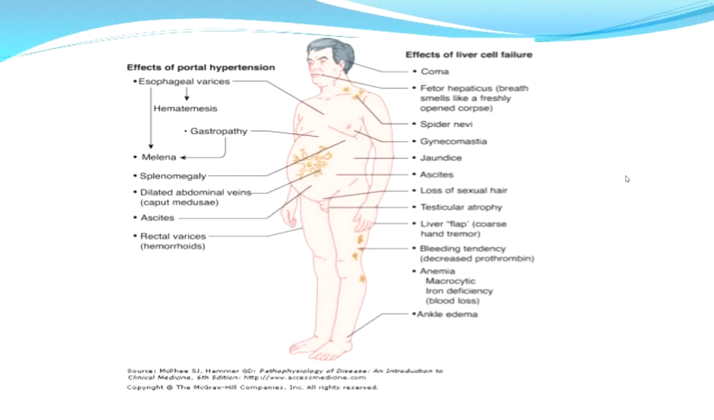sexual characters are disturbed, testicles get atrophied, and the patient develops coarse tremors in the hands called liver flapping tremors. The patient may develop a bleeding tendency because of the disturbed prothrombin and other clotting pathways. Patients are usually anemic. They have macrocytic anemia, iron deficiency anemia, blood loss, and most of them have developed edema at the level of the ankle. So all these signs are spread all over the body from head to toes. So a detailed physical examination is very important.